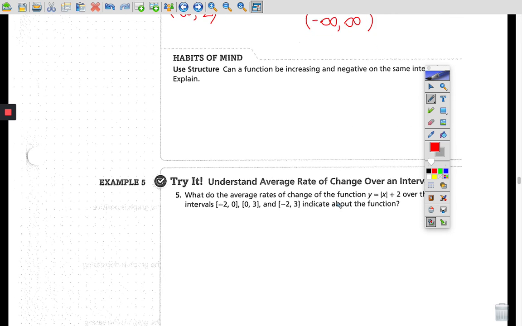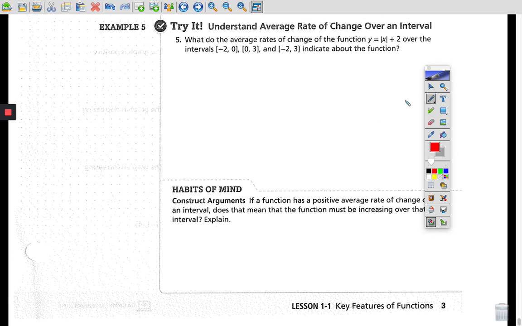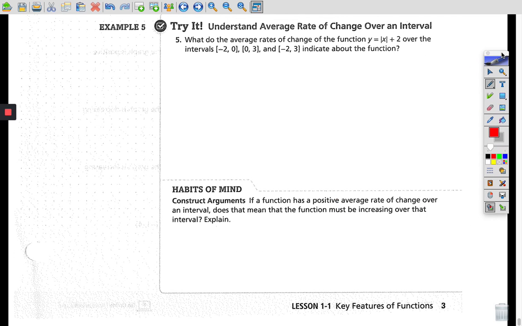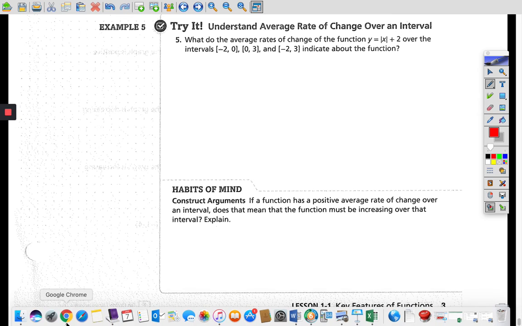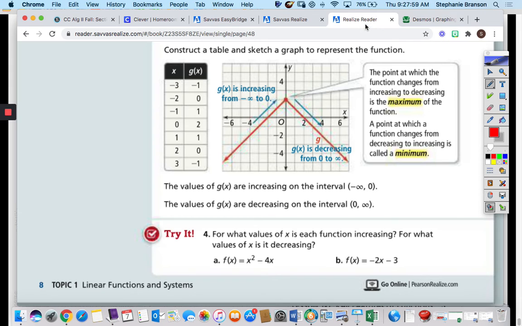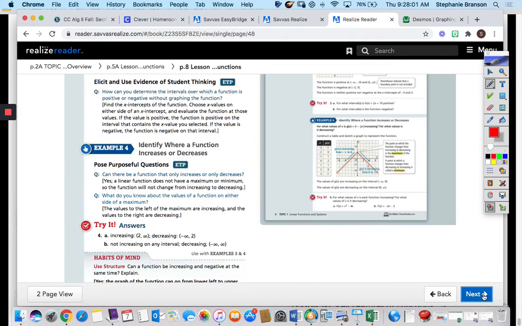I'm going to skip that habits of mind there, guys, and look at our last example. What do the average rates of change for the function, the absolute value of x plus 2, over the intervals indicate about our function? So let's actually see what the book says first before we try to dive headfirst into this problem.